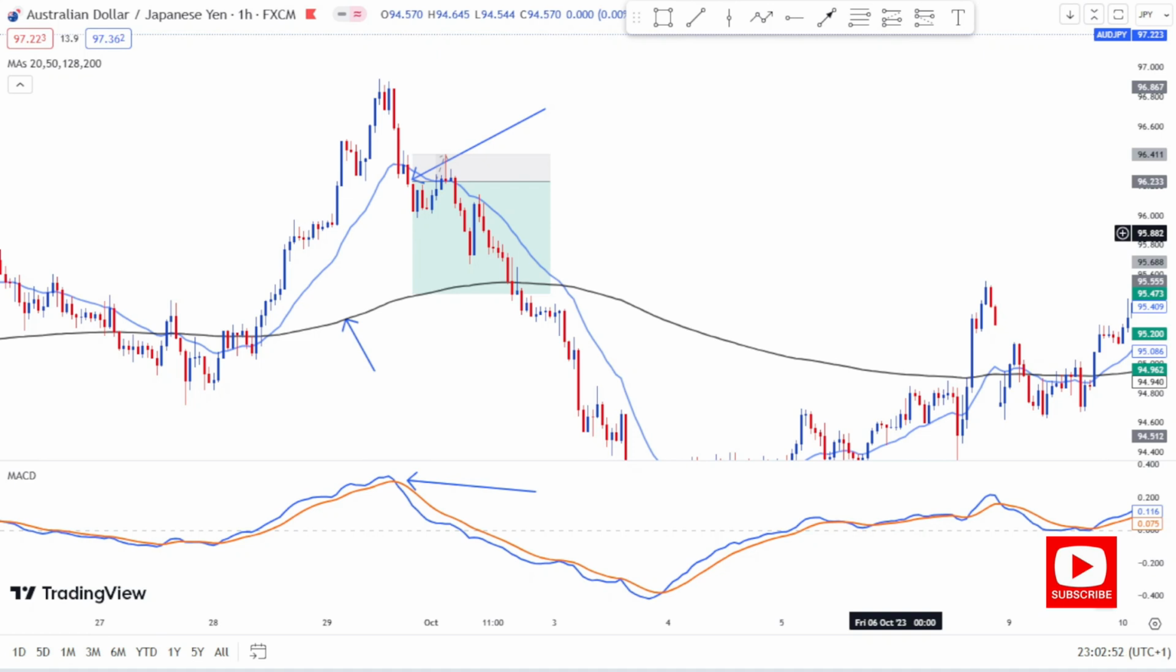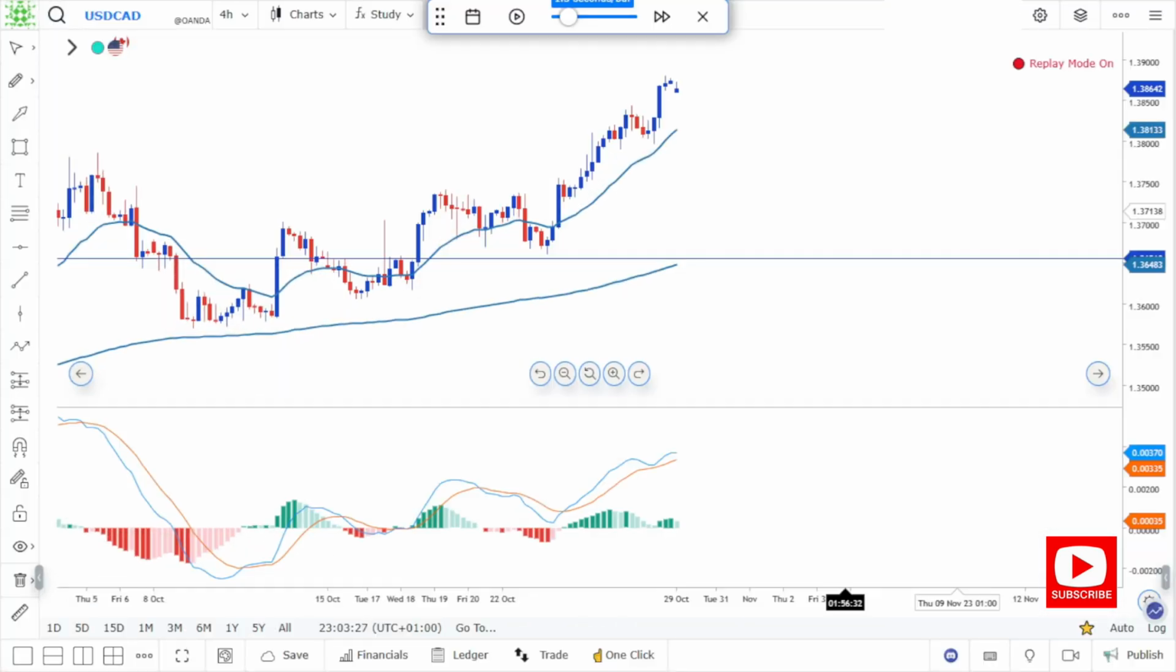Guys, this works on and on, guys. So let's head over to the live trading and see how it was done when trading using this strategy. So here we are on the live trading. We are in the USD CAD on the 4-hour time frame. Remember, I told you this strategy works better on higher time frame, guys.